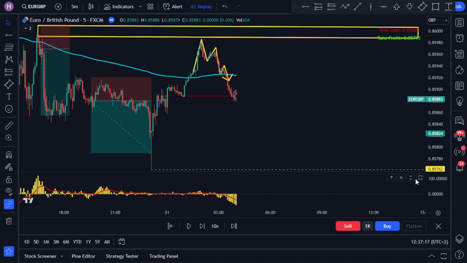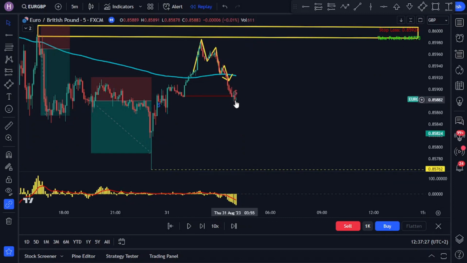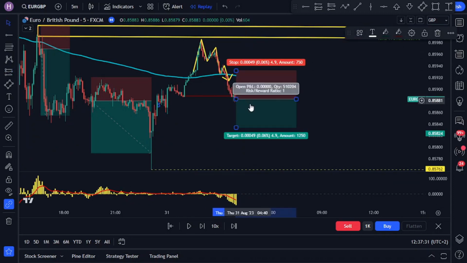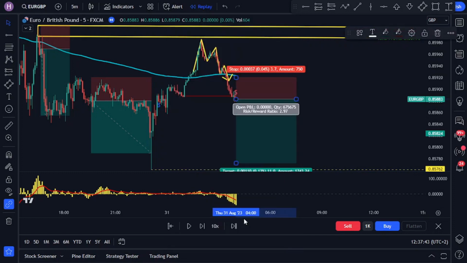Lastly, we need to take a closer look at volume. For a valid sell trade, the Volume Force Pro histogram needs to be located below zero and below the average line. Once all of these criteria are in place, we can enter our sell trade. And for the sell trade, I'm going to follow the same steps as before and use the stop loss and take profit provided by the indicator.